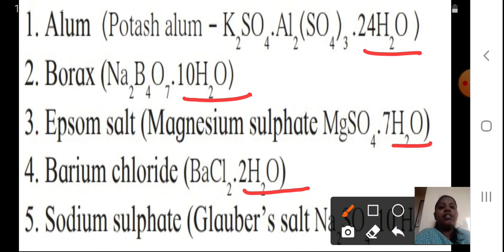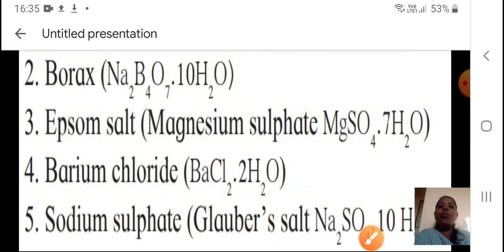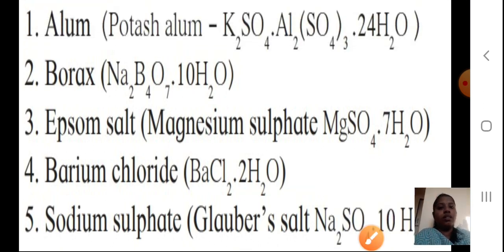Okay, and yes, if you heat it, this water of crystallization can evaporate, but again if you keep the salt open, it will absorb the moisture and come back to its original state. Okay students, so I hope all these crystalline salts are also clear to you.